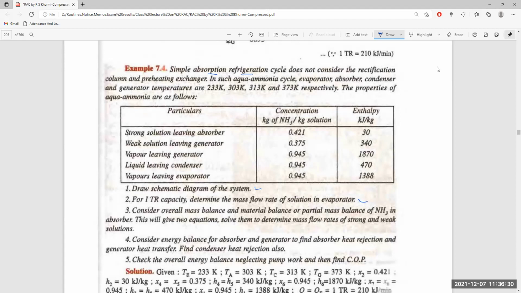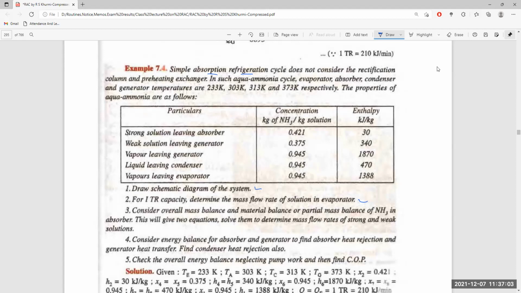Consider the overall mass balance and material balance, or component balance, in the absorber. This gives two equations. Solve them to determine mass flow rates. Consider energy balance for absorber and generator to find absorber heat rejection and generator heat transfer. Find condenser heat rejection also. Check the overall energy balance regarding pump work, and then the COP.